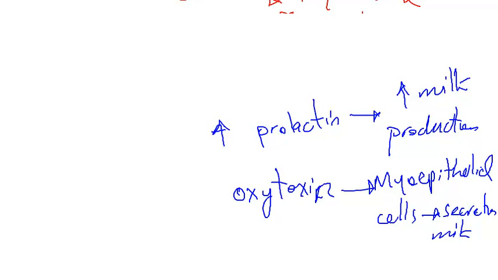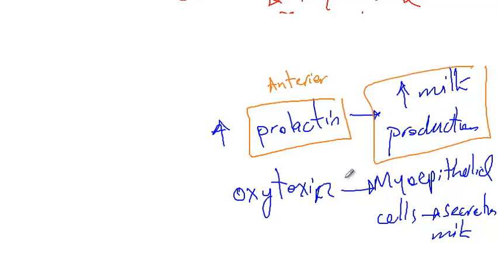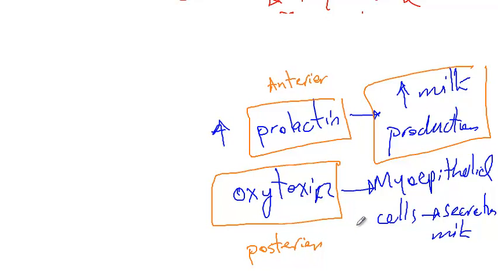All right, so there are two different hormones that I'd like you to know here. One is prolactin, that is being secreted by the anterior pituitary gland, and its function is to increase milk production. And then we also have oxytocin that is being secreted by the posterior pituitary gland, and its function is to induce contraction of myoepithelial cells in order to help with the flow of the milk that is produced, and so it will lead to the secretion of milk.